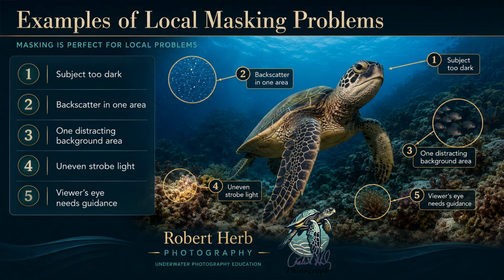Backscatter is a good example. If it is limited to one part of the image, it's a local problem. That is where masking or localized cleanup tools can help. But if the whole image is filled with haze, particles, or poor contrast, masking should not be expected to rescue it. This is where masking shines, because the problem is local, not global. You are not rebuilding the whole image. You are refining one specific area and helping guide the viewer's eye.